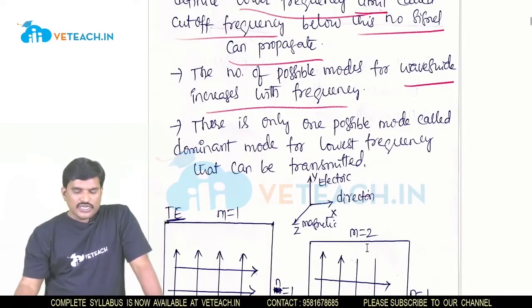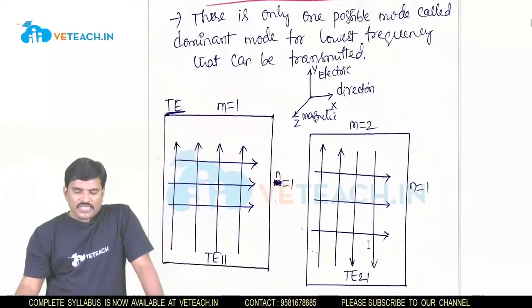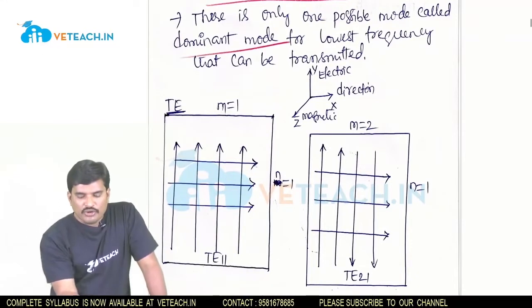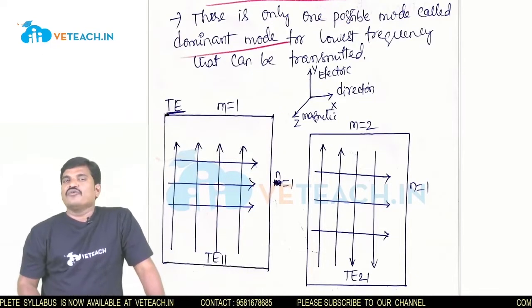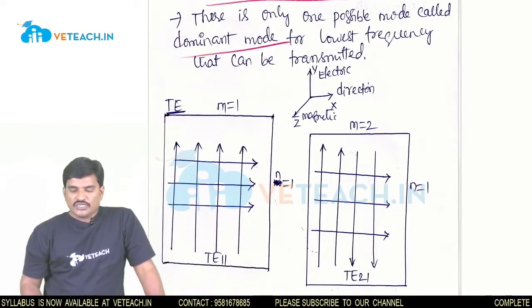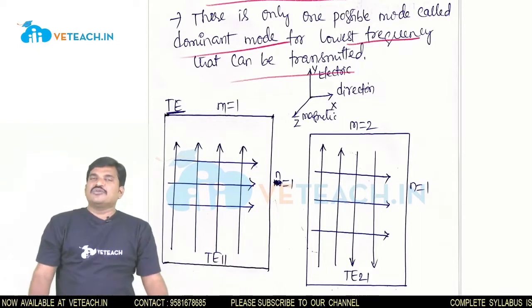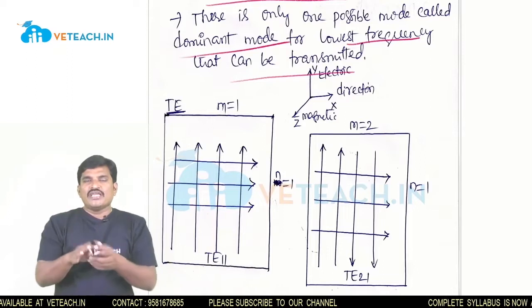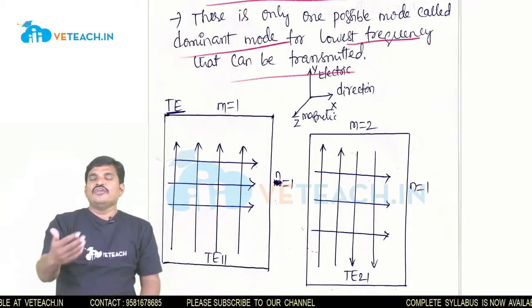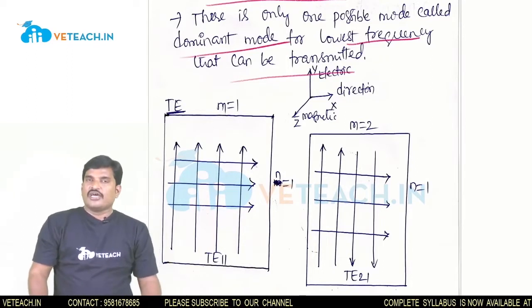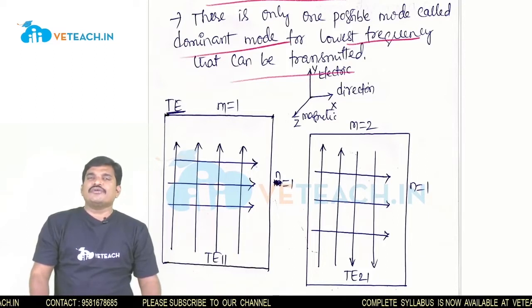So there is only one mode possible called the dominant mode. Dominant, the word is very important. What is the dominant mode? It is the mode with the lowest frequency that can be transmitted. The dominant mode means that from that frequency onward we are accepting that the electromagnetic energy can be transmitted.